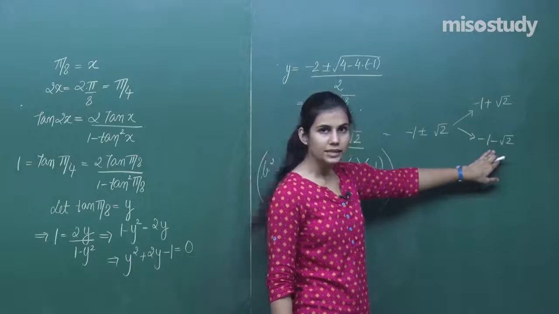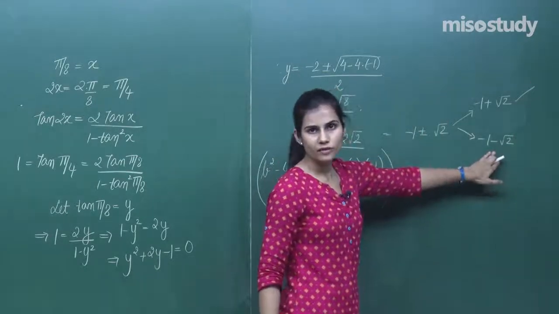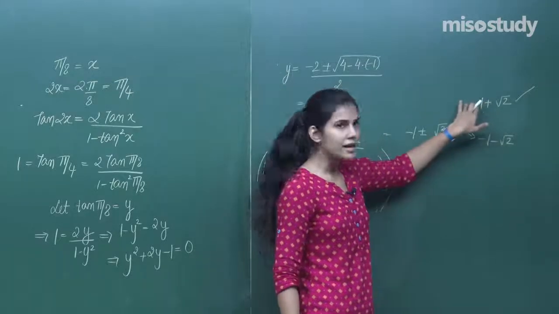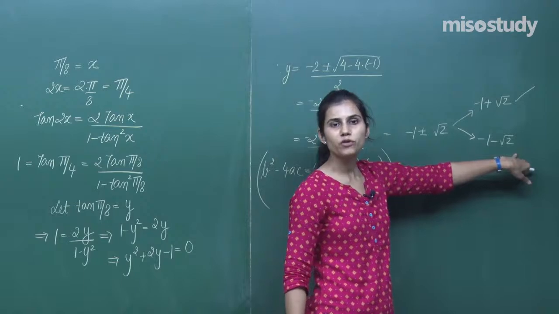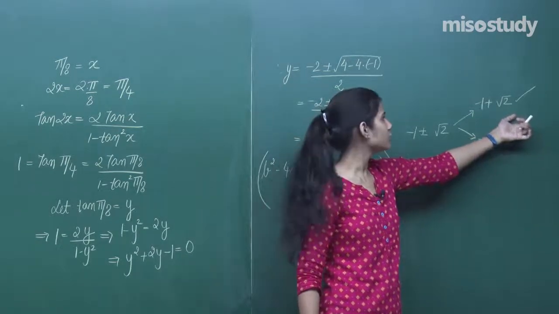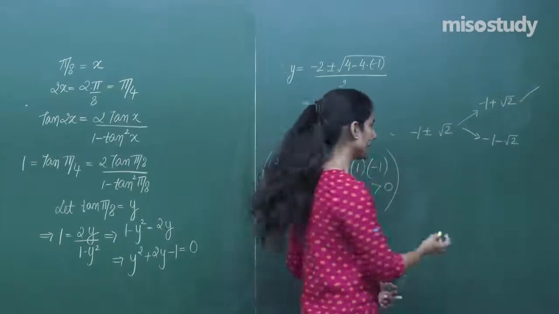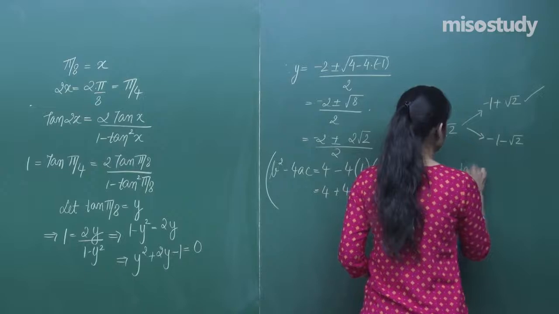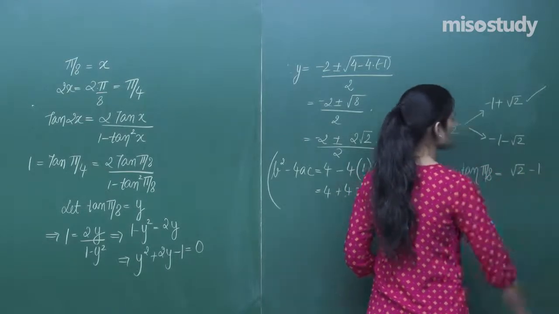So what do you think will be the answer? The answer has to be this, because root 2 is 1.414. 1.414 minus 1 is going to give you a positive answer, but minus 1 minus 1.414 will give you a negative answer. So obviously tan pi by 8 is equal to minus 1 plus root 2, or root 2 minus 1 you can say. Therefore, tan pi by 8 is root 2 minus 1.